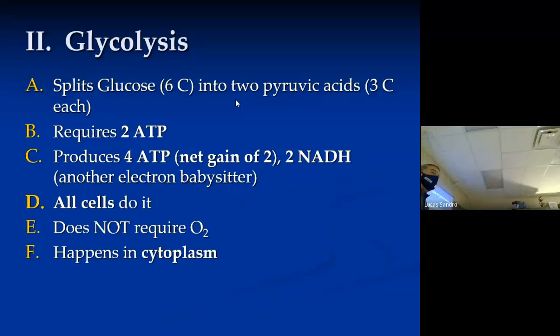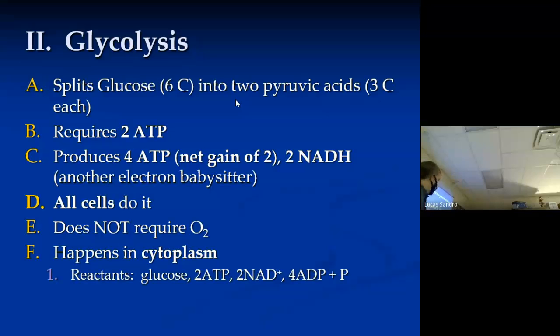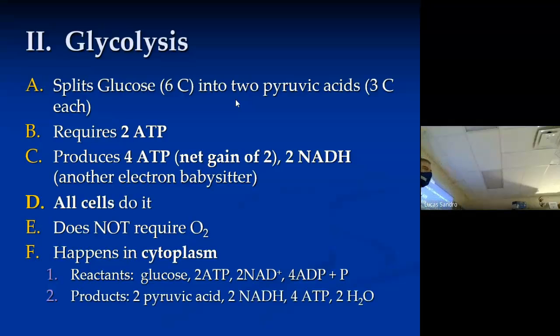For the sake of your flashcards, let's do reactants and products. The reactants are glucose, 2 ATPs, and then low energy forms, 2 NAD plus, 4 ADP plus P. Products, we get our 2 pyruvic acids. The high energy molecules, NADH and ATP. And a couple of waters.